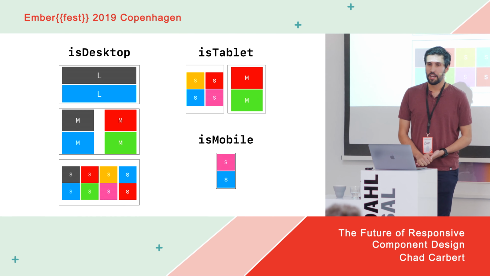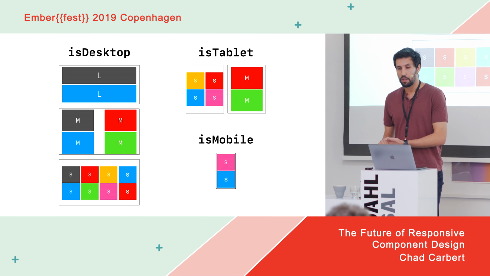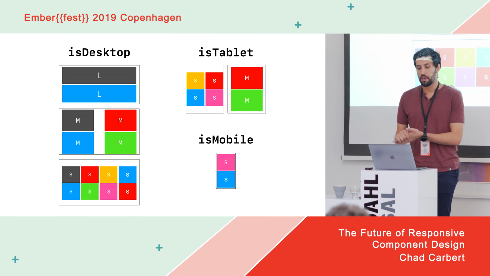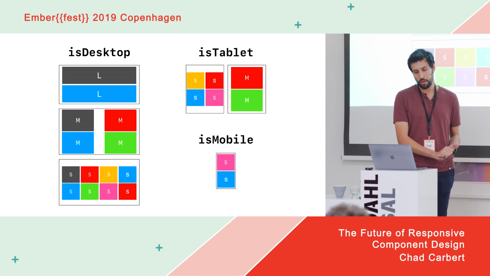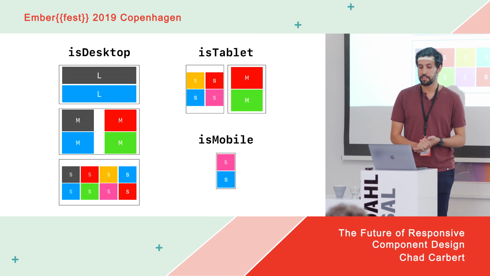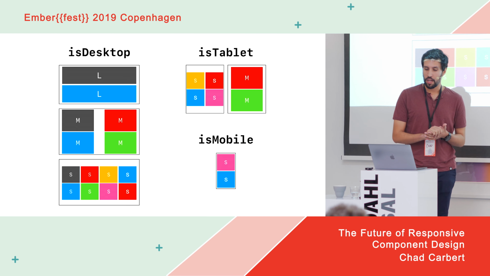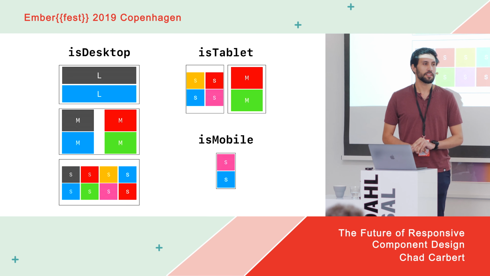But over the course of time, our varieties grow. On desktop, maybe we want 4 columns with small components. With the 2 columns, we want those medium components. Otherwise, we'll use a large component. And let's not forget about the tablet breakpoint. Let's say we have 2 columns on a tablet, and we want to show small components for that, otherwise medium. And luckily for our mobile breakpoint, we can just leave everything the same.